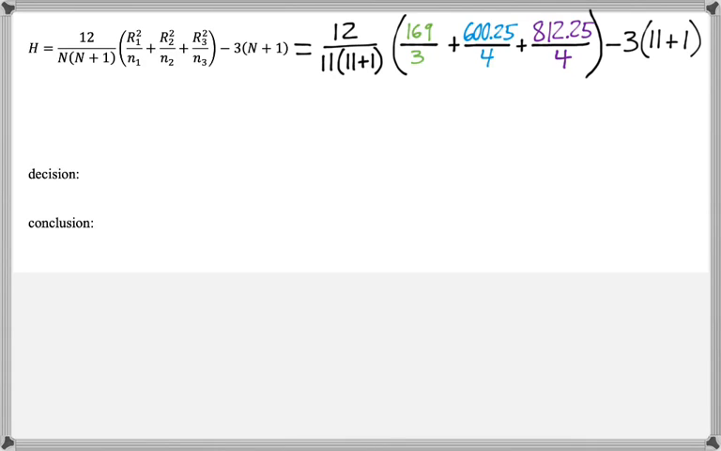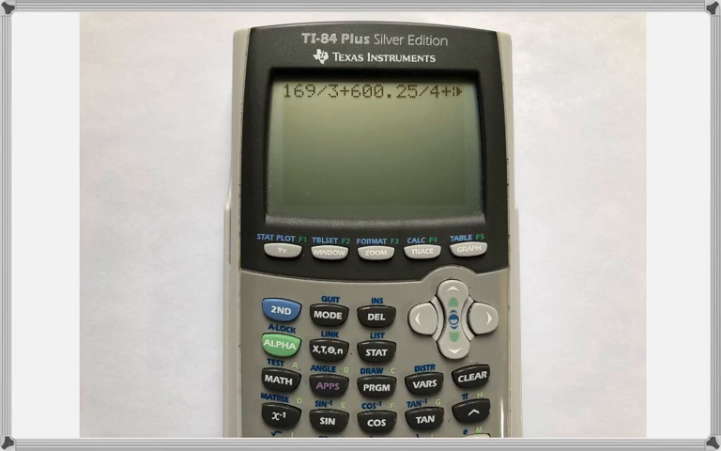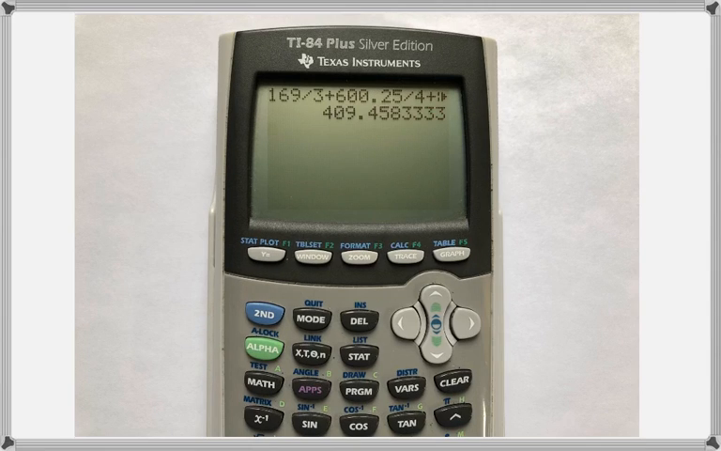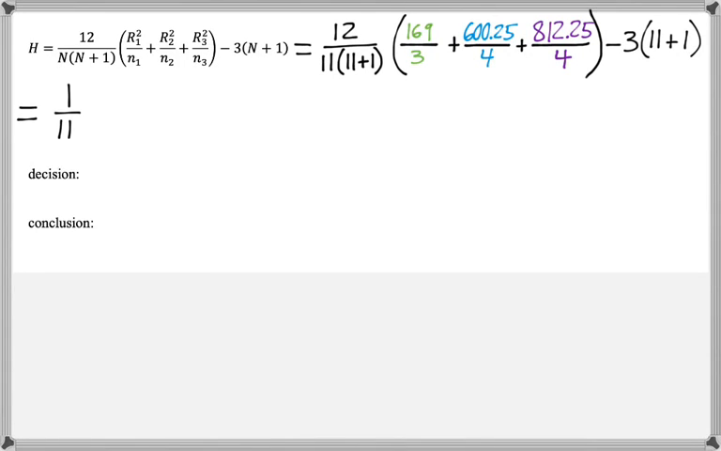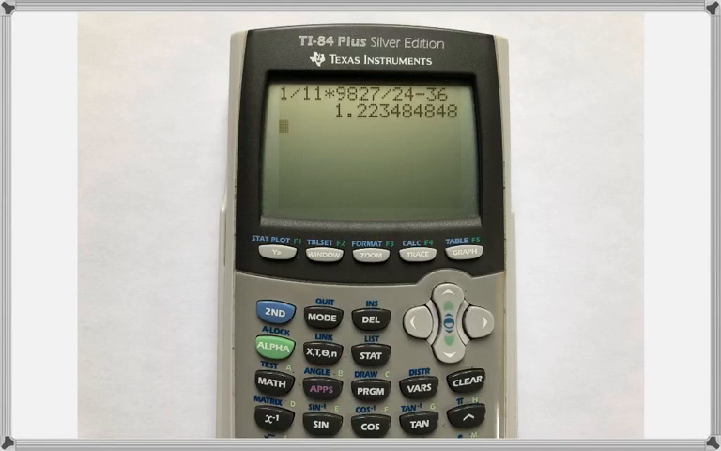Now I want to show that middle part on the calculator. So I'm going to type that into the calculator and get 409.4583 repeating, and then convert that to a fraction, which is 9,827 over 24. So we have 1 over 11 times 9,827 over 24 minus 36. And that is 1.2235.